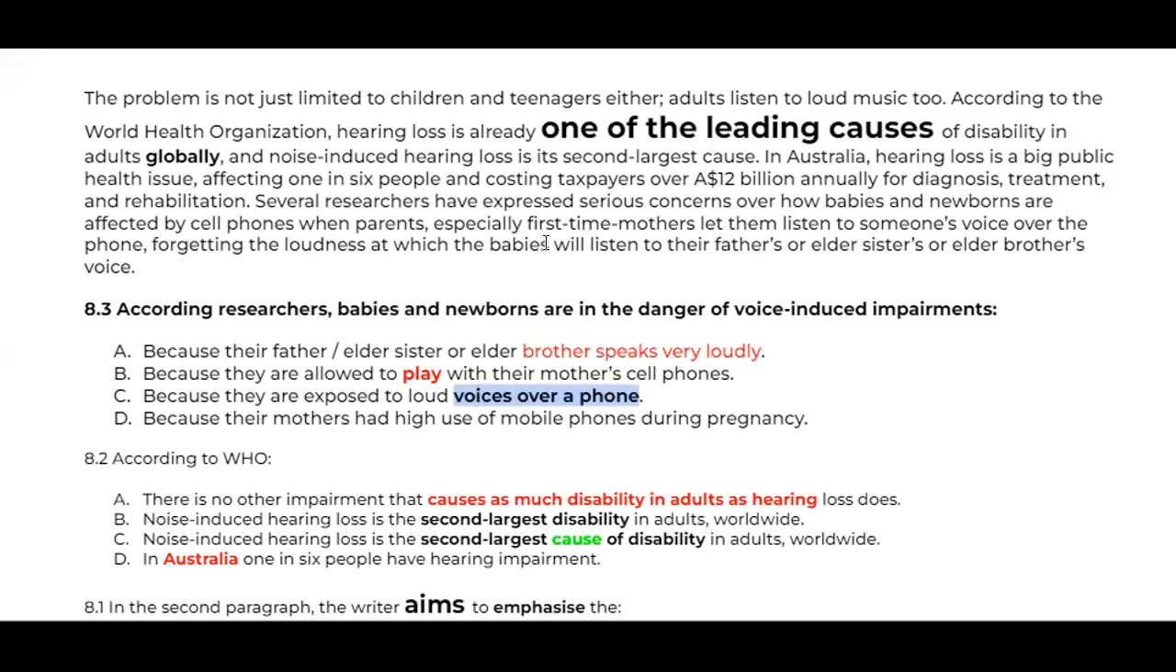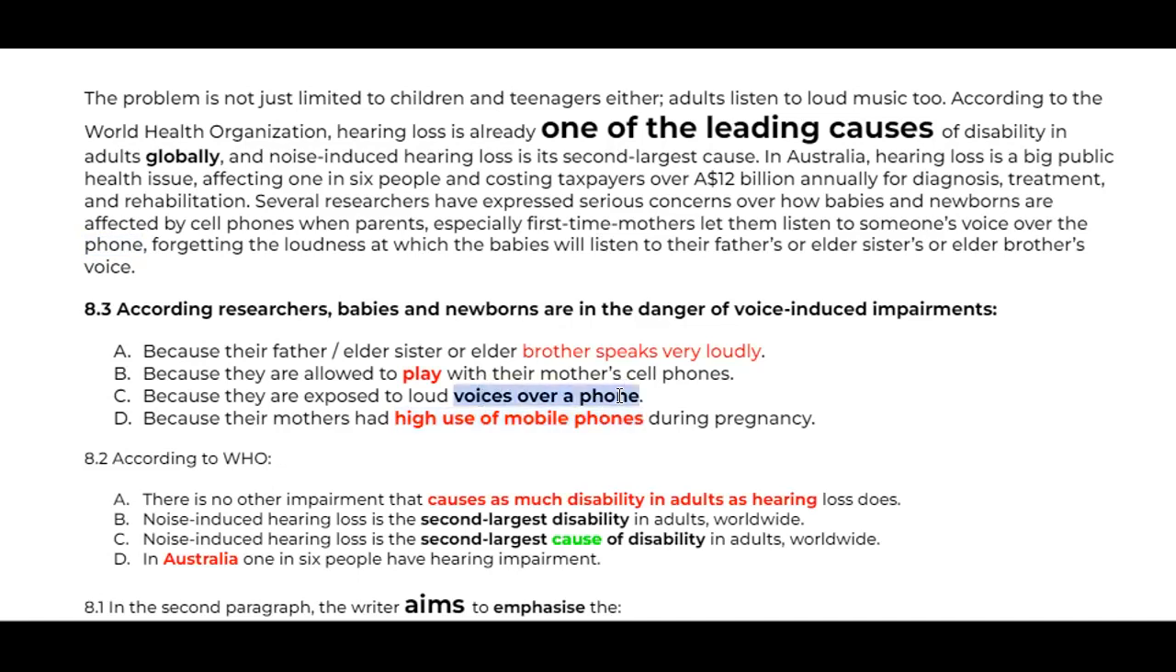Why? Because the voice of the father, elder sisters or elder brothers is heard over the phone. Forgetting the loudness, here the phone comes in: someone's voice over the phone. I hope it is clear, right? I think I am over-exaggerating now. Finally, looking at D, because their mothers had high use of mobile phones, possible, but that's not mentioned here. So definitely this is the right one.